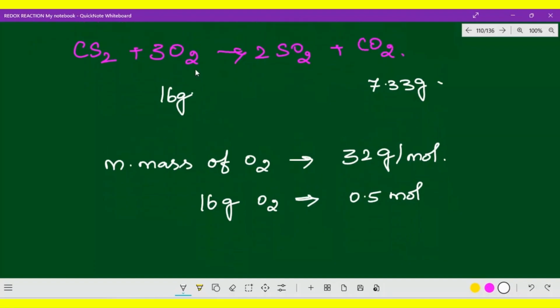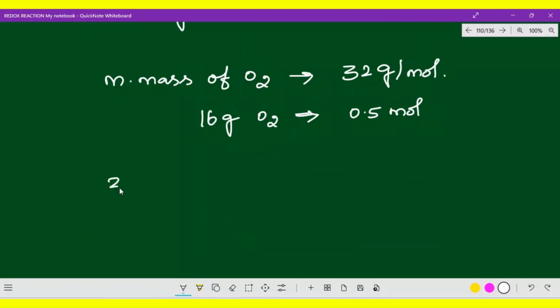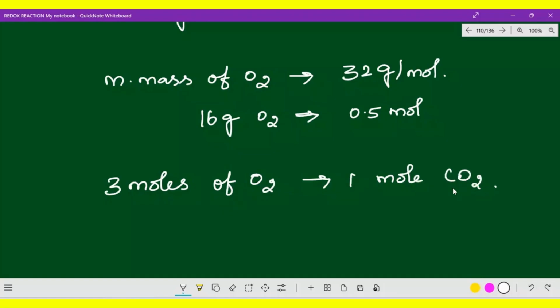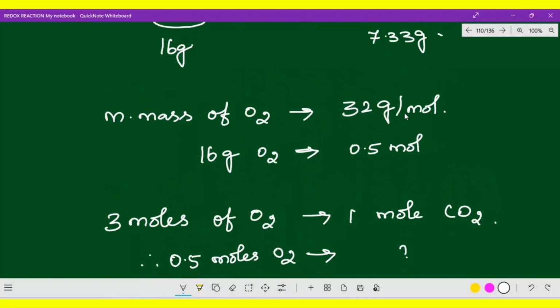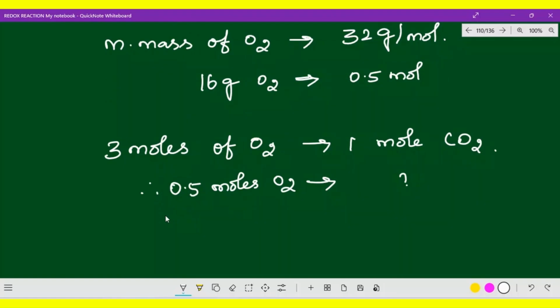From this, 3 moles of oxygen can produce 1 mole of carbon dioxide. Therefore, 0.5 moles of oxygen can produce how much carbon dioxide? Here they have given 7.33 gram. The mole we found is half of that, right? So 0.5 mole of oxygen can produce how much carbon dioxide?